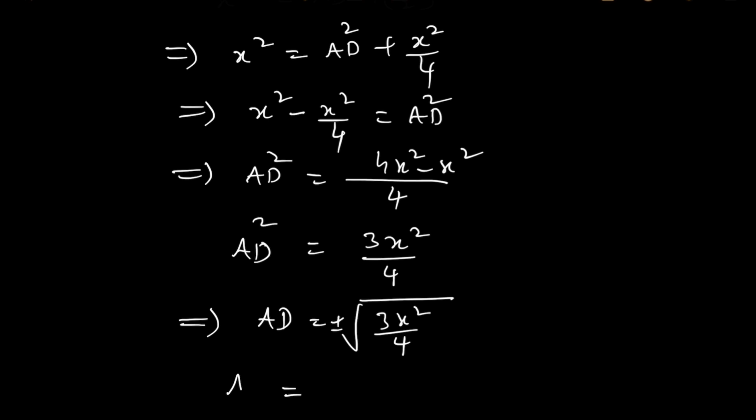But because AD is a length, it should be taken positive. This we shall take as the positive value. Root 3 by square root of 4, which is 2. The square root of x square is x. This way we have found this height AD.